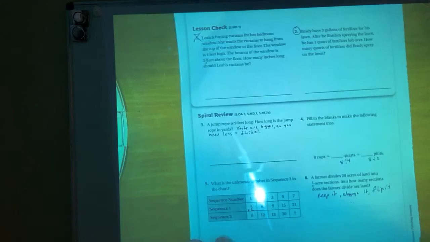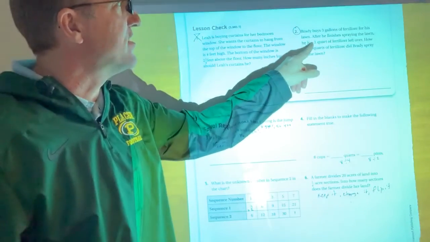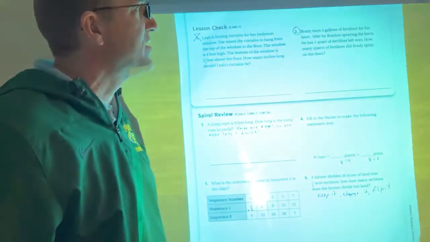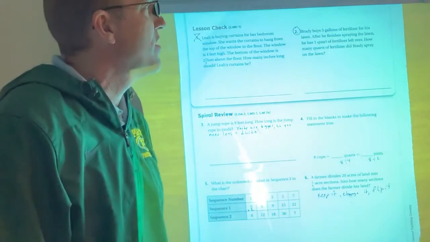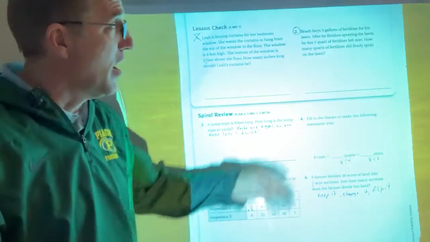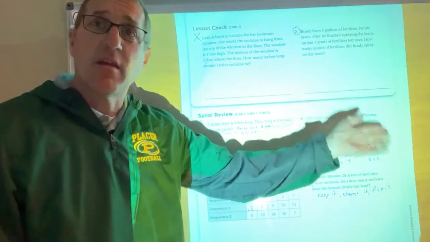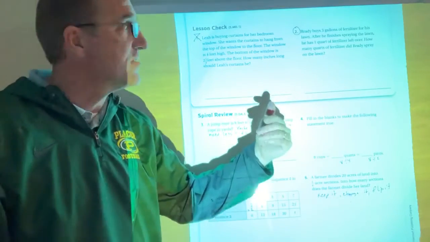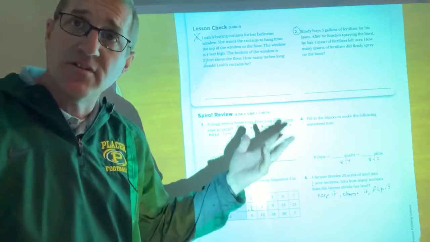Okay, on the back side, Brady has 3 gallons of fertilizer for his lawn. After he finishes spraying the lawn, he has 1 quart of fertilizer left over. How many quarts of fertilizer did Brady spray on the lawn? Well, how many quarts did he have to start with, right? And then he has 1 left. So you just subtract 1 off of that. That's how much he used, right?